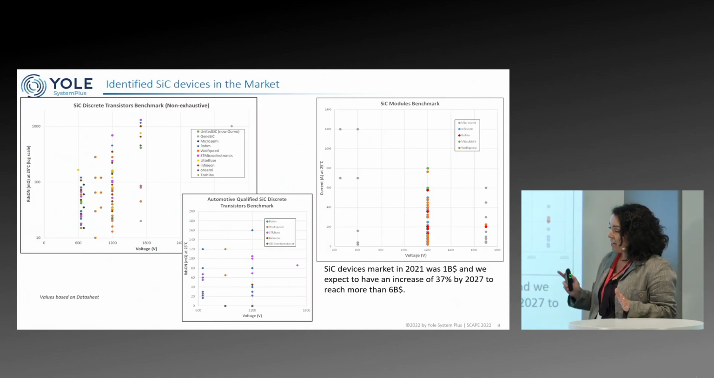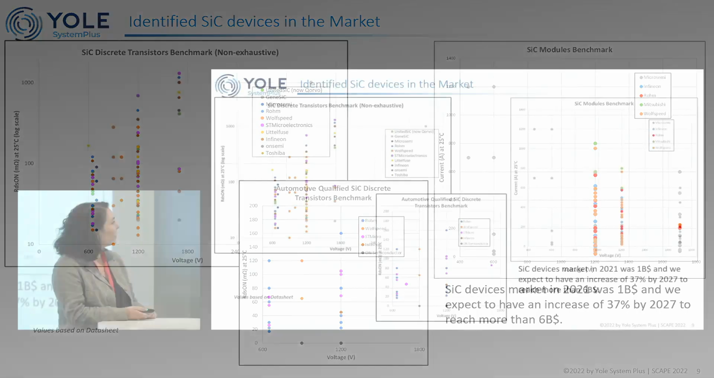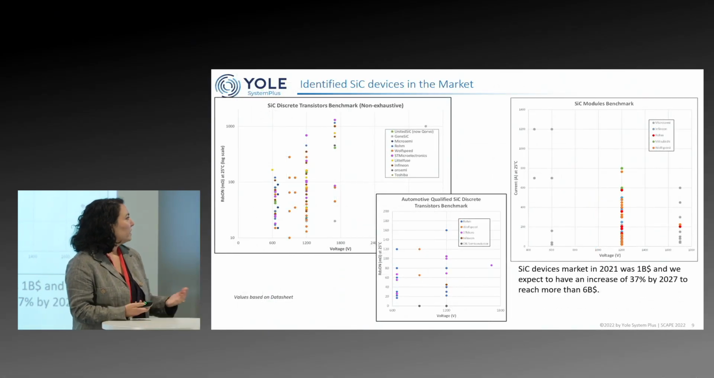So this is the state of the commercially available devices, mainly devices that you can buy yourself, if the shortage doesn't stop you and you don't have to wait many months. This is the available devices that you can find. I put some discrete and some modules, and also the automotive qualified. So here you see that the trend is continuing.